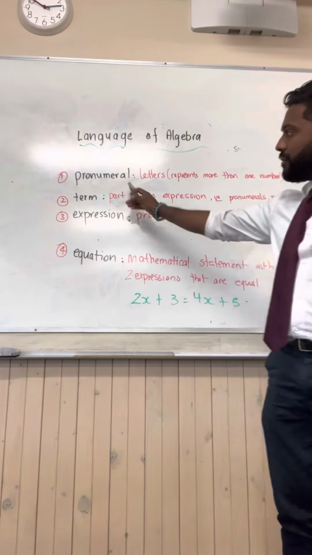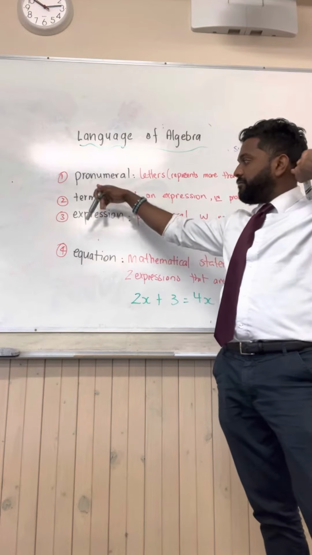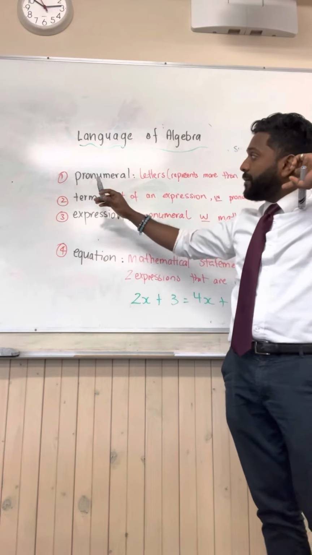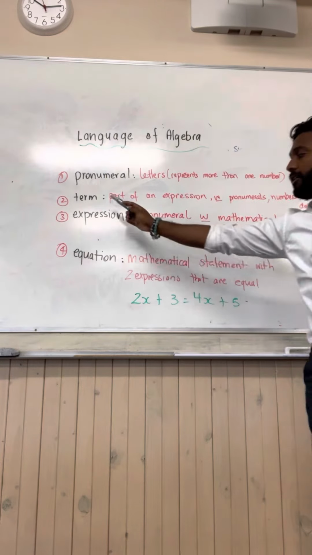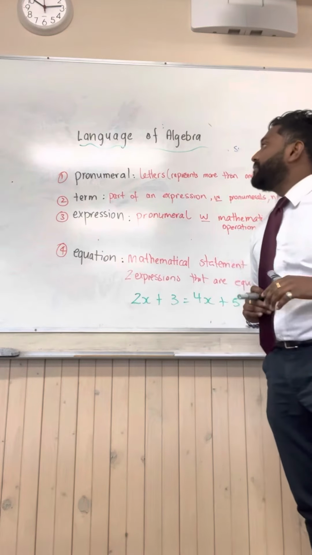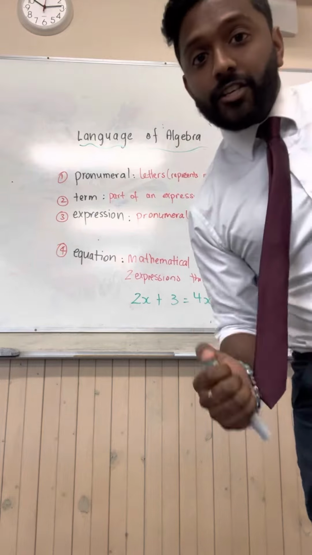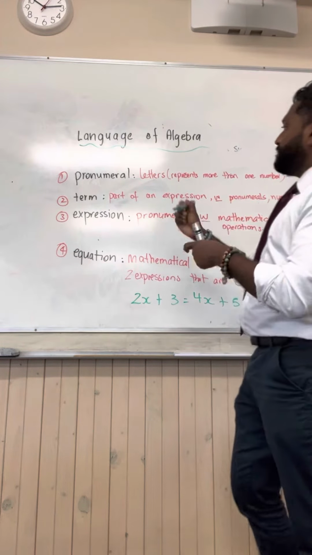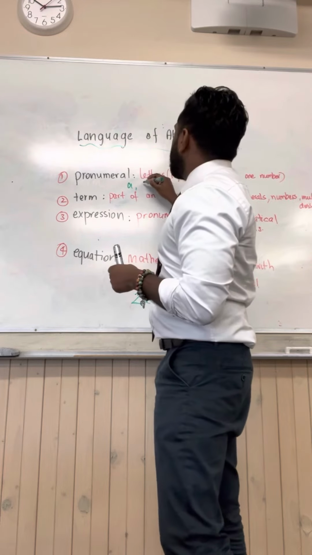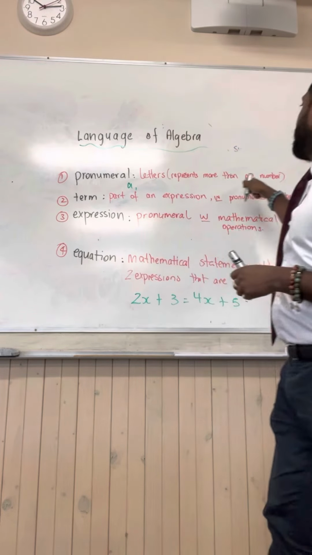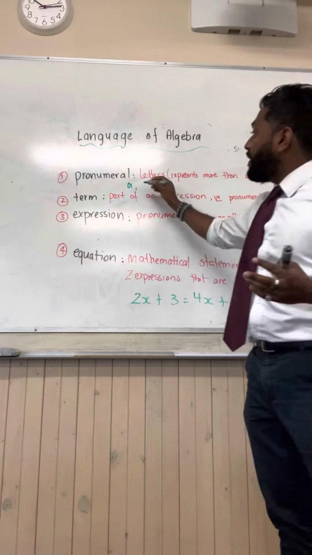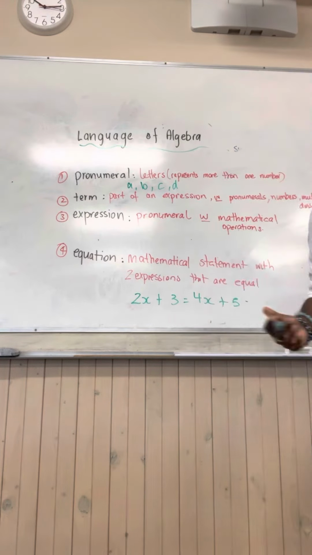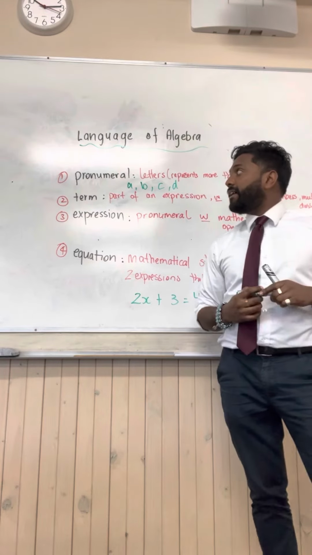So these are the terms, kind of the vocab that you need to know in this particular topic: pronumeral, term, expression, and equation, okay? So pronumerals are just basically letters. For example, A, and they could represent more than one number. So you've got A, B, C, D, and they all represent numbers that we don't know of, okay?